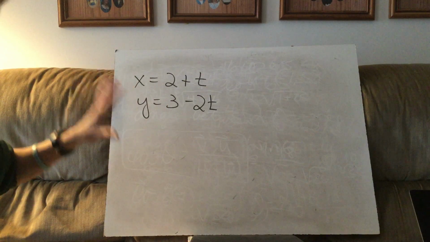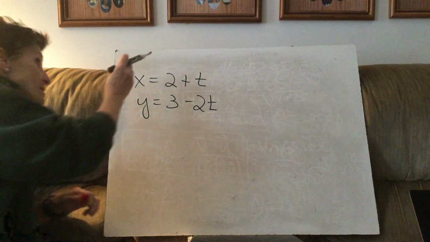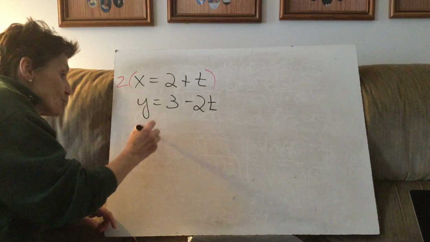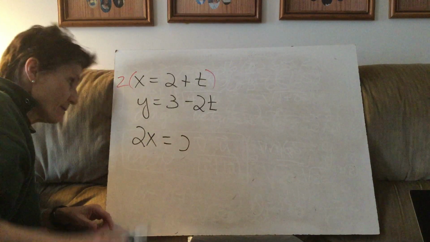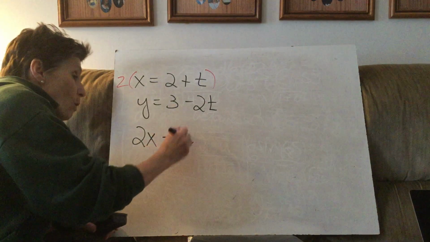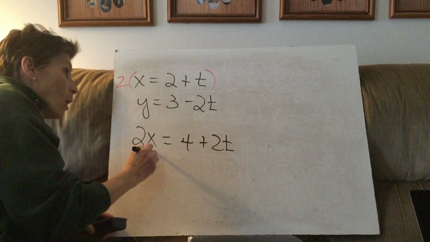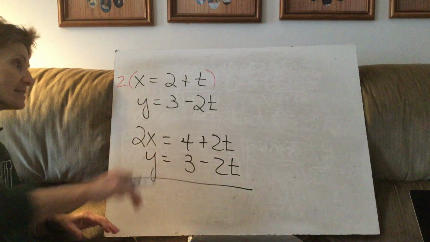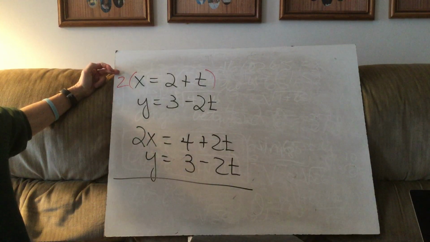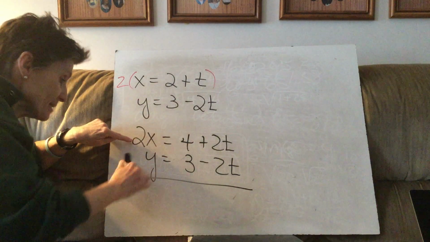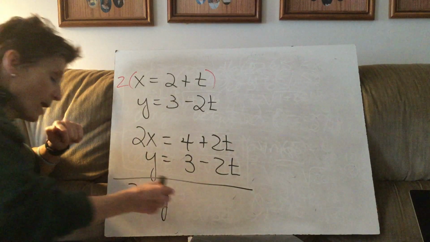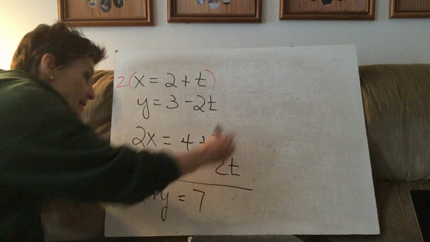So that's easy. You all know how to eliminate. To get rid of the t's, we could multiply the top row by 2. So we would have 2x equals 4 plus 2t, and then y equals 3 minus 2t. And now we're simply going to add these together. So I took my top equation times 2. Now I'm going to add them together. Now when I add these, it's 2x plus y. You can't do anything with that. It's just 2x plus y. These you can make a 7, and those are gone.